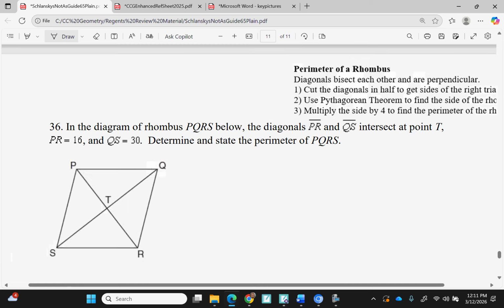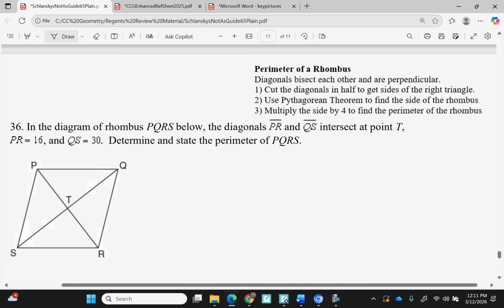Perimeter of a rhombus. Again, it's not hard. It's just you have to know how to do it. There are some properties of the rhombus, which we'll see in our Schlansky's Guide to 85. But for this, it's just about knowing the process. Diagonals bisect each other and are perpendicular to each other, so there are right triangles formed. Since diagonals bisect each other, if PR is 16, this is 8 and 8, and if QS is 30, this is 15 and 15. I want to find a side of the triangle, so within this shape, I have a right triangle. I have 2 sides.